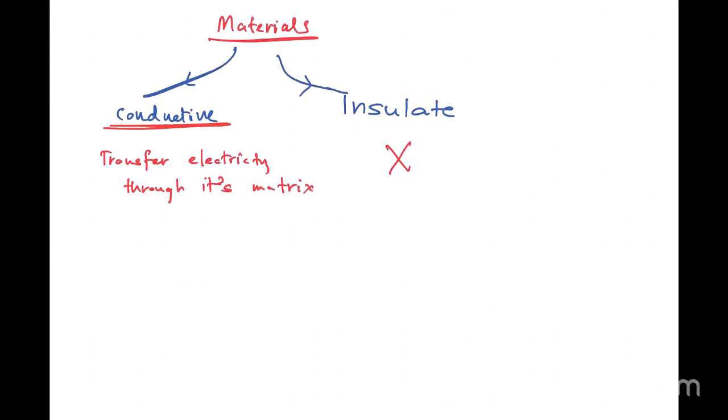For the conductive materials, you can take water and metals, and in some cases we can get dry air and high pressurized air, like those things. For insulators, you can have dry wood, plastic, wood, like those stuff.